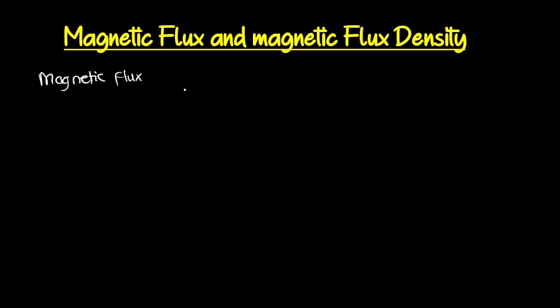Now the magnetic flux is represented by the symbol phi. Okay, this symbol over here, phi. And then it is measured in Weber, WB. Okay, this is what magnetic flux is.